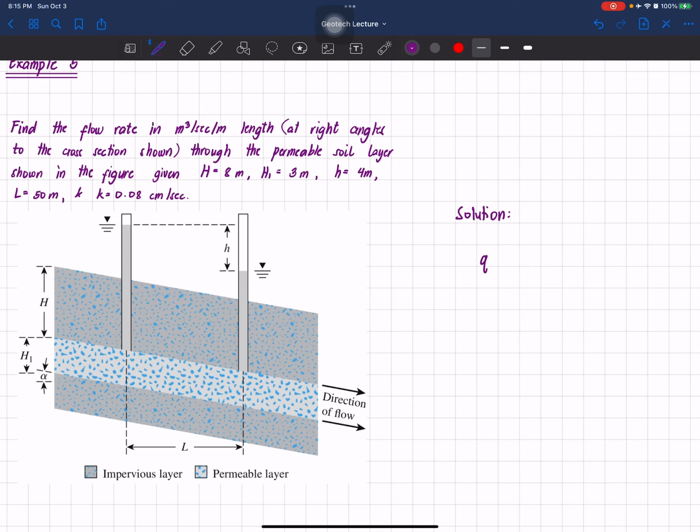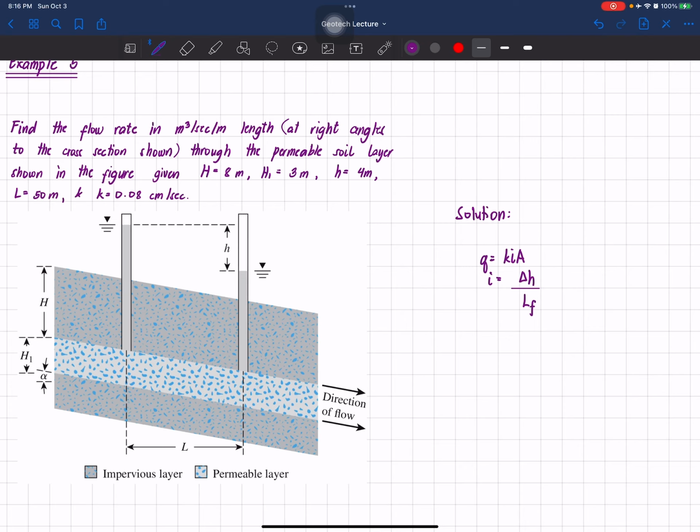So, Q is now equal to KIA. Okay. So, our I is equal to delta H all over the length of the flow. Okay, length of the flow. So, meron tayong delta H pero yung flow wala pa. Okay, so what are we going to do?